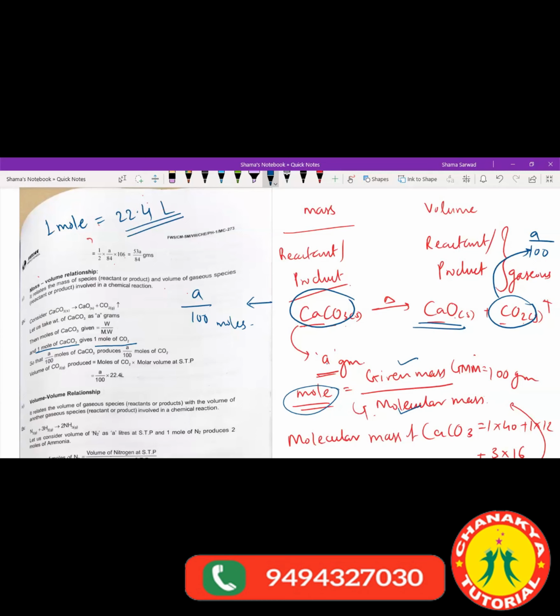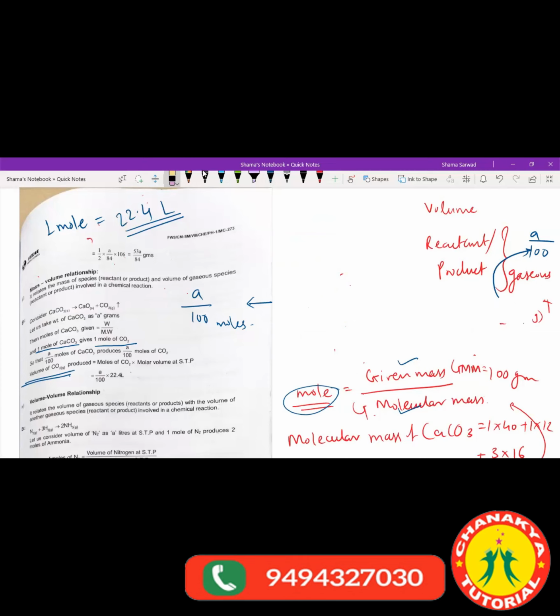Fine. So volume of carbon dioxide, how are you going to calculate? Volume of carbon dioxide produced is equal to number of moles of carbon dioxide multiplied with molar volume at STP. So what is the molar volume at STP? That is 22.4. Correct? Yes, ma'am. 22.4. And hence you will get the calculation for number of moles of carbon dioxide produced, A by 100.